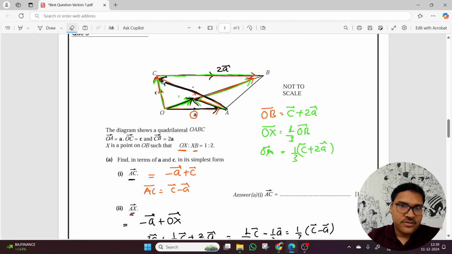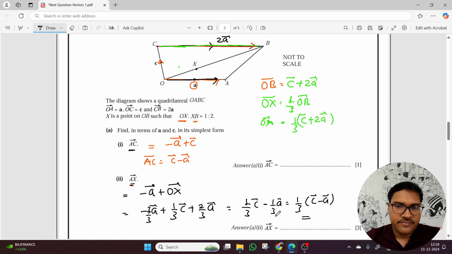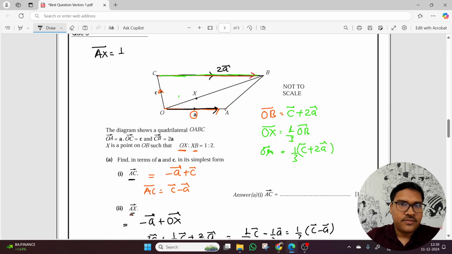So let me just erase this and explain you. From the first and second parts, we got what AX vector is. We have got AX vector is 1/3 of C minus A. This is 1/3 of vector C minus A. And we got AC vector, you can see, this is equal to C minus A.